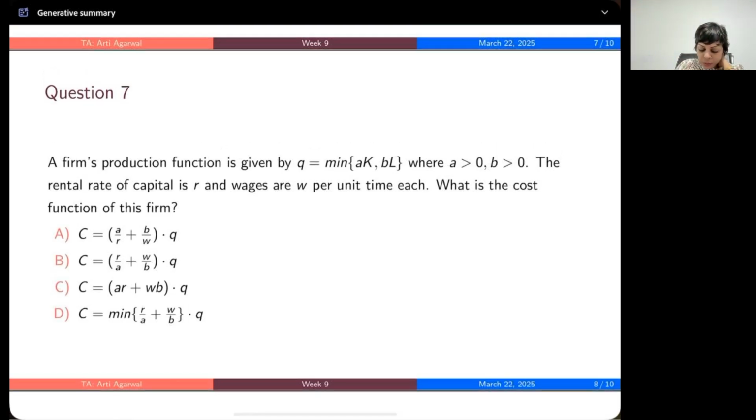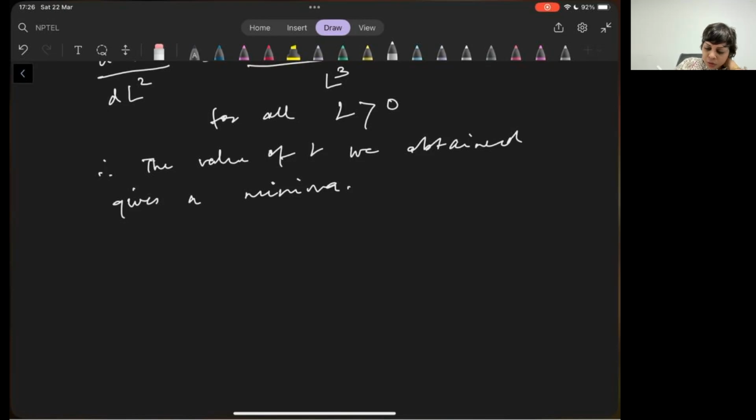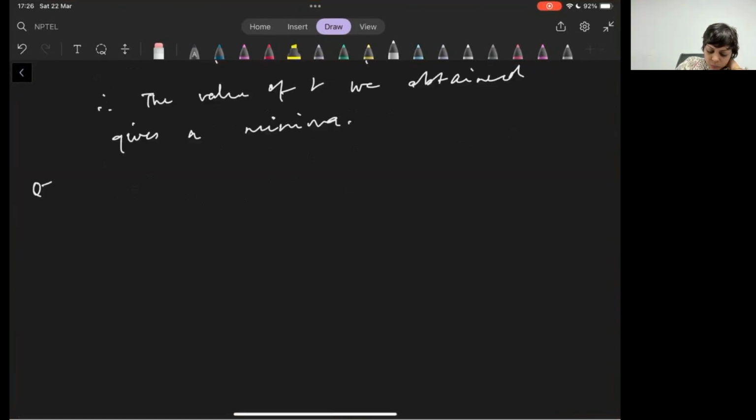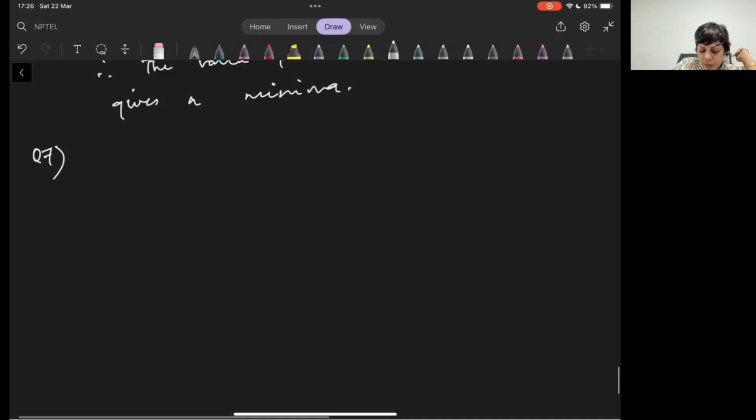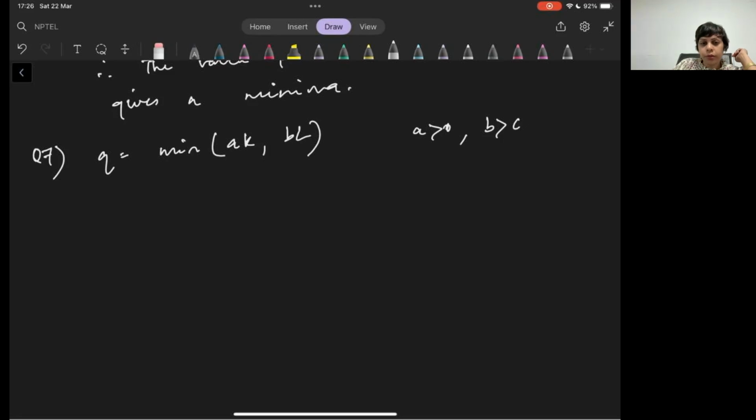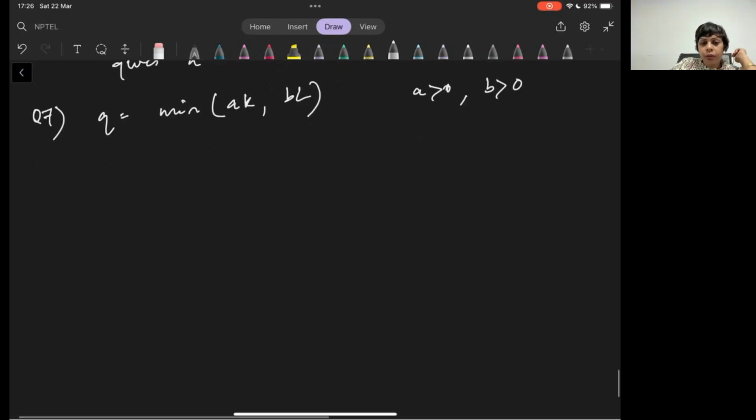Okay. So let's go to this question. We write the question also. You're given the question as Q is equal to minimum of AK and BL, where A is greater than 0 and B is also greater than 0. R and W are the rents and wages, and you're asked the cost function.